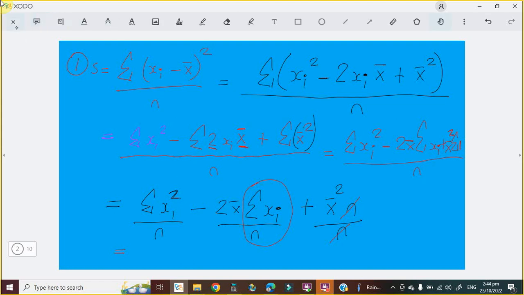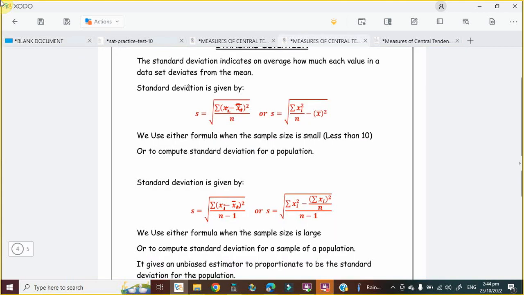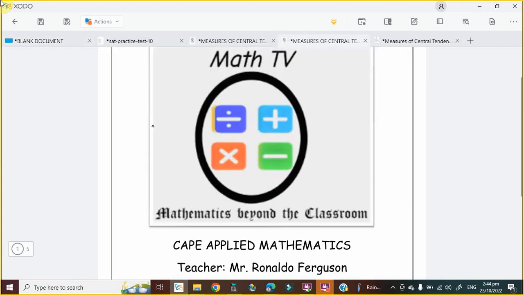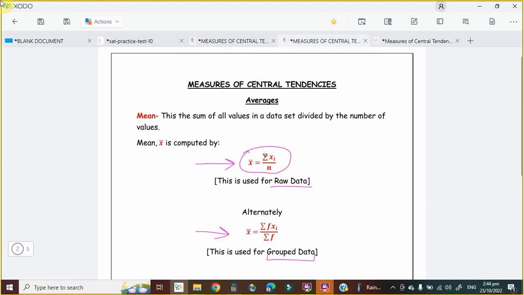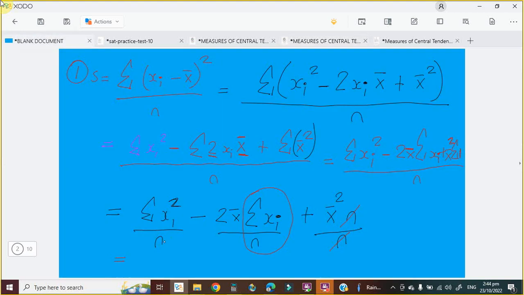Just to go back to the notes, the first thing that we started with. See it here? Bar x is what? The sum of xi over n, right? Everyone okay with that now? So right here, this is bar x. So look what we end up with.